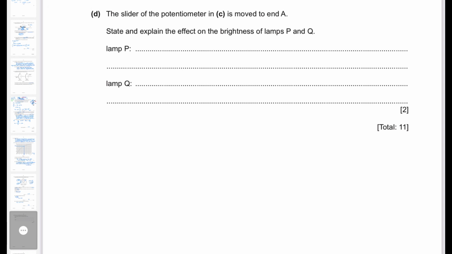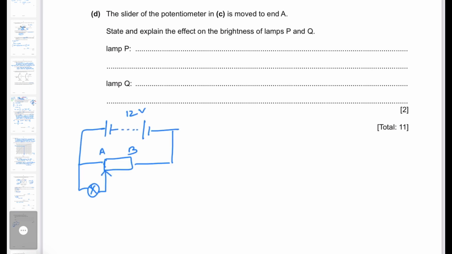D. The slider of the potentiometer in C is moved to end A. State and explain the effect on the brightness of lamps P and Q. For this part, I would like to think of P and Q separately as potential dividers.